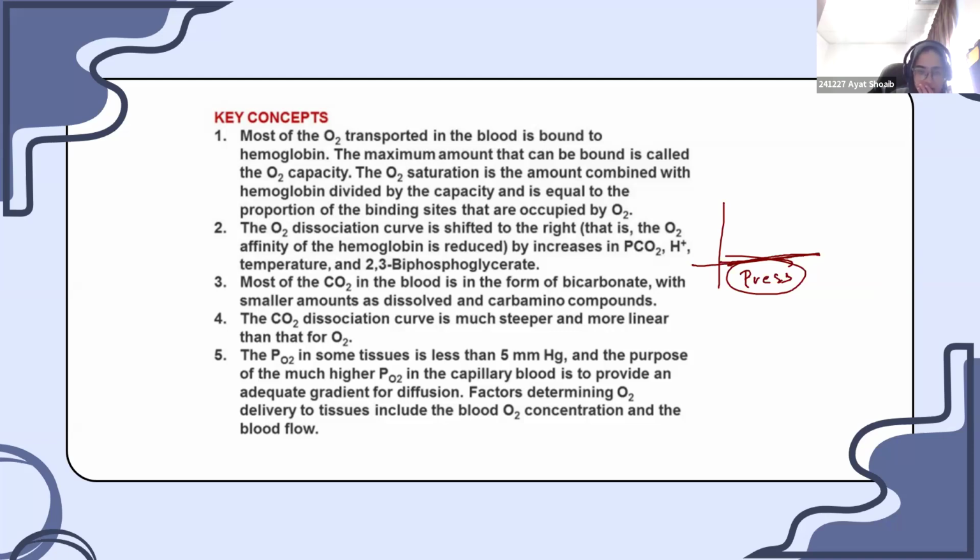So it shifts to the right. That means you need more pressure. That means there was a lower affinity. Okay, so that is the O2 affinity of the hemoglobin is reduced by increases.